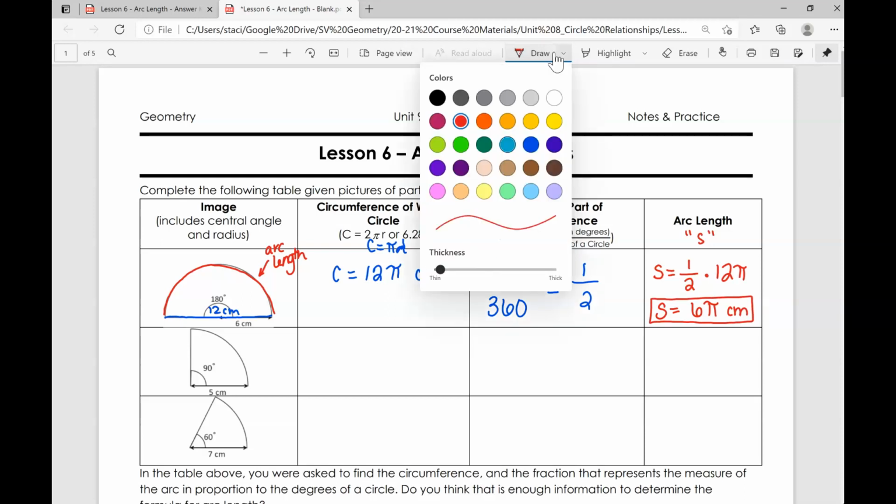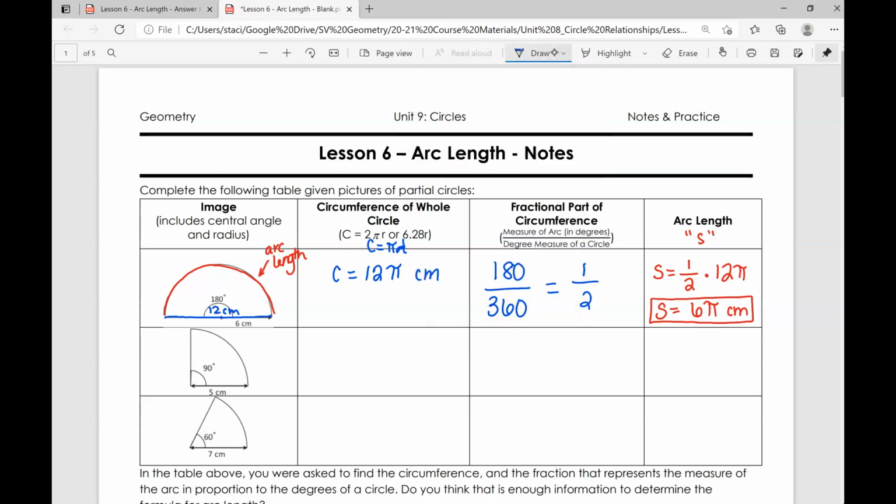So let's take a look at the second one. When I look at this, I can see that I have a quarter of the circle. If I pretend the whole circle is there, and my radius is 5, then my diameter would be 10 centimeters. So the circumference of the entire circle would be 10 pi centimeters. But I don't have the whole circle. I only have a fourth of the circle.